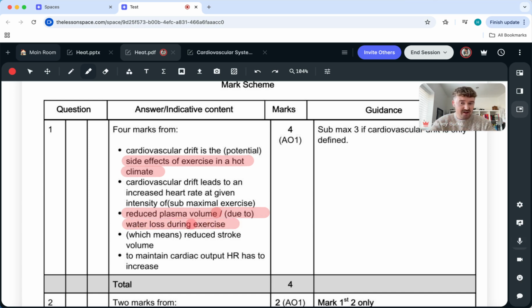That then, and again, I would expand on this even more. I'd say that increases your blood viscosity. It reduces venous return, which then reduces stroke volume based on Starling's law. And as a result of that decrease in stroke volume, in order to maintain your cardiac output, your heart rate has to increase to compensate for that. And that just means that your heart rate is higher at any given intensity in the heat compared to in cooler conditions. So you can see, based on the explanation we gave earlier, you'd be able to access all of those mark points there. So that's an OCR question.